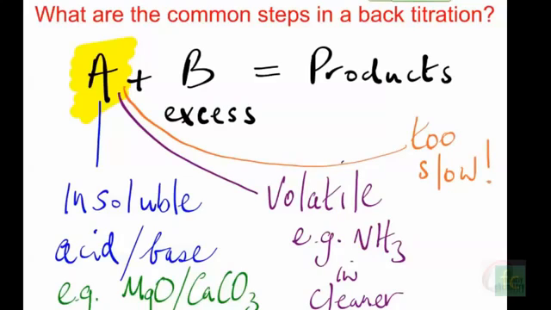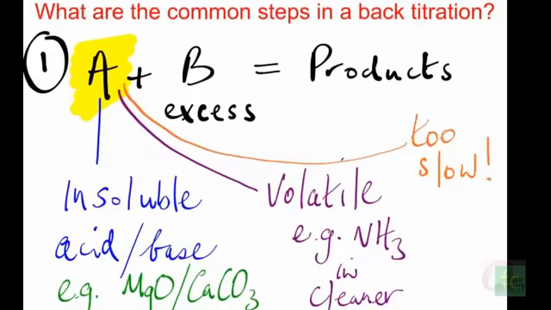And then there's also a scenario where the chemical A reacts with the titrant from the burette too slowly, and again a back titration is best in this case.